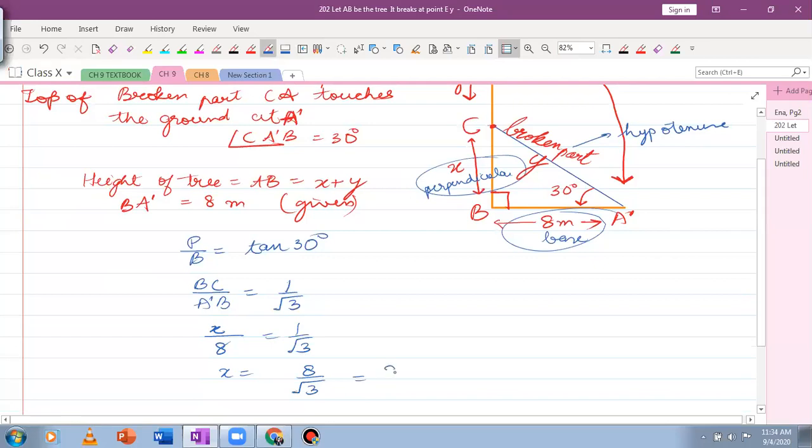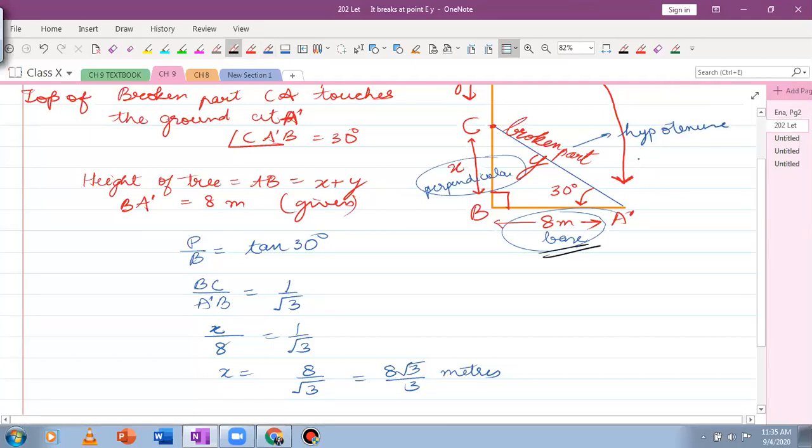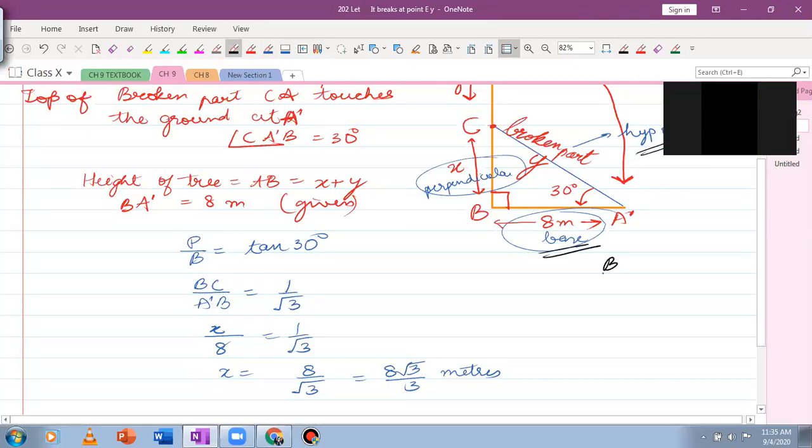I want you to rationalize 8 upon root 3. This will be 8 root 3 by 3 meters. And similarly, we can relate the base with the hypotenuse.